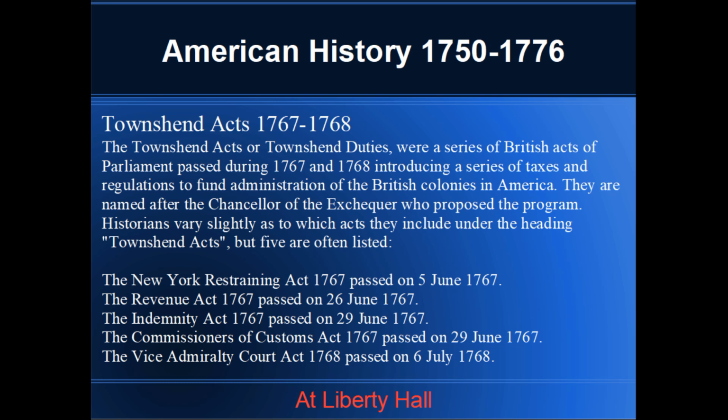Historians vary slightly as to which acts they include under the heading Townshend Acts, but five are often listed. The New York Restraining Act of 1767 passed on the 5th of June, 1767. The Revenue Act of 1767 passed on the 26th of June, 1767.